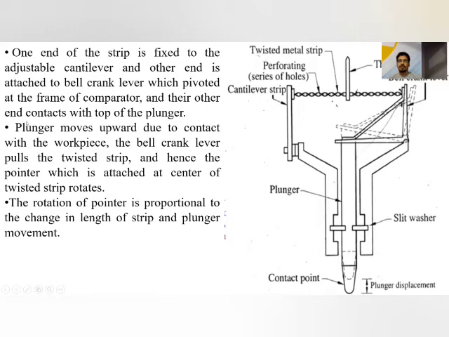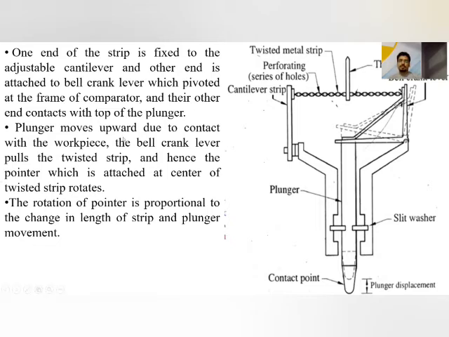And its other end contacts the top of the plunger. This bell crank lever is attached to the plunger, which will do the reciprocating motion if there is some variation in the workpiece.